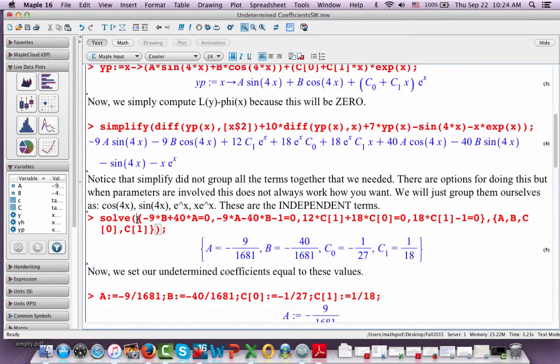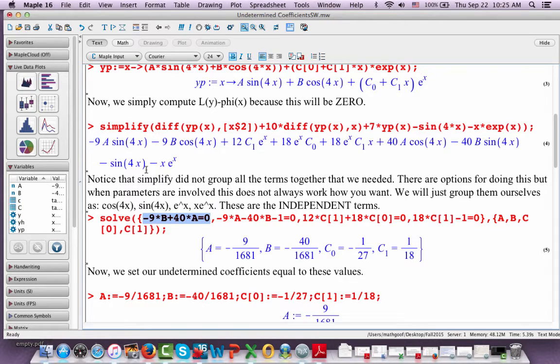System of equations, so I put all the equations in brackets. I separate them by commas. And when I'm done with my equations, I close the brackets, and then I use a comma to make my list of the variables I'm solving for. And just look at cosine. There was a negative 9b times the cosine. And then there's also over here this 40a cosine. So that's why I put negative 9b plus 40a equals 0, because I know everything up here has to be equal to 0. So the cosine term has to be 0, because I've already subtracted the right-hand side of the equation. That's already been included.